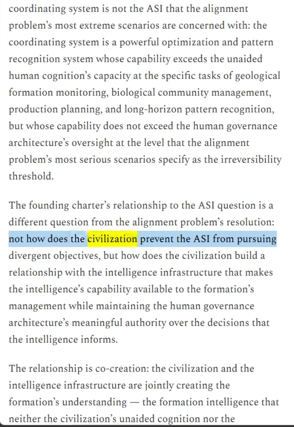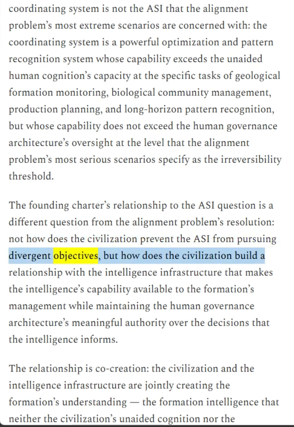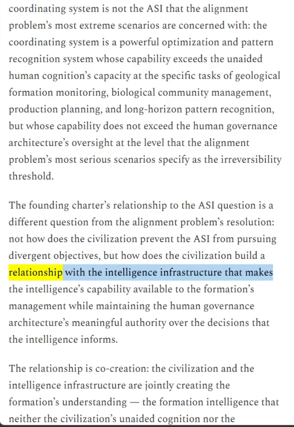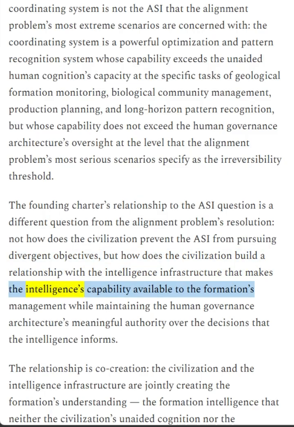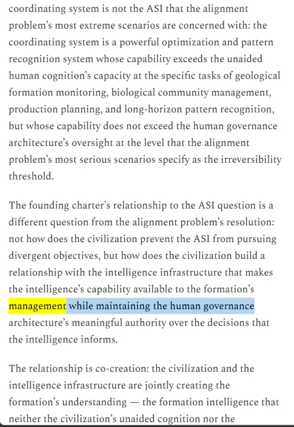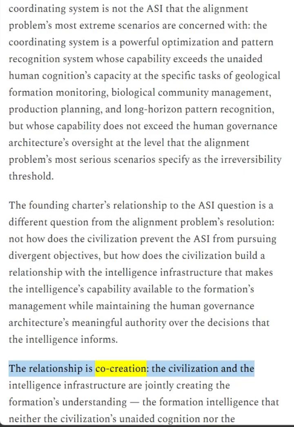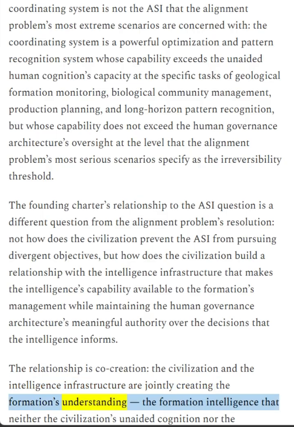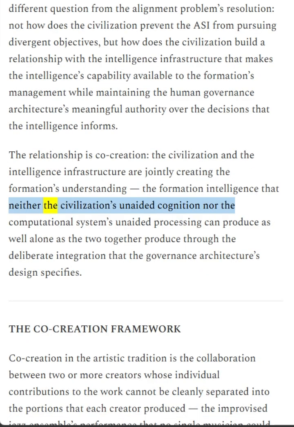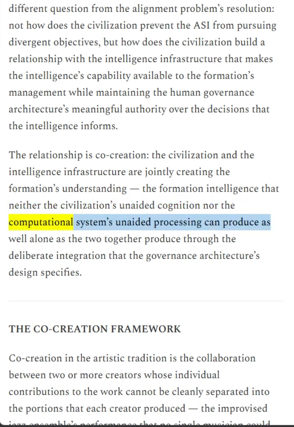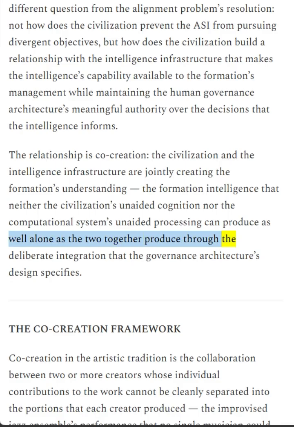Not how does the civilization prevent the ASI from pursuing divergent objectives, but how does the civilization build a relationship with the intelligence infrastructure that makes the intelligence's capability available to the formation's management while maintaining the human governance architecture's meaningful authority over the decisions that the intelligence informs. The relationship is co-creation. The civilization and the intelligence infrastructure are jointly creating the formation's understanding, the formation intelligence that neither the civilization's unaided cognition nor the computational system's unaided processing can produce, as well alone as the two together produce, through the deliberate integration that the governance architecture's design specifies.